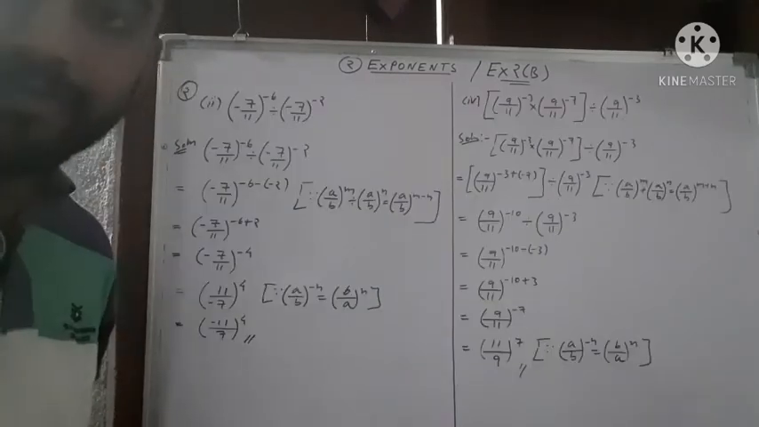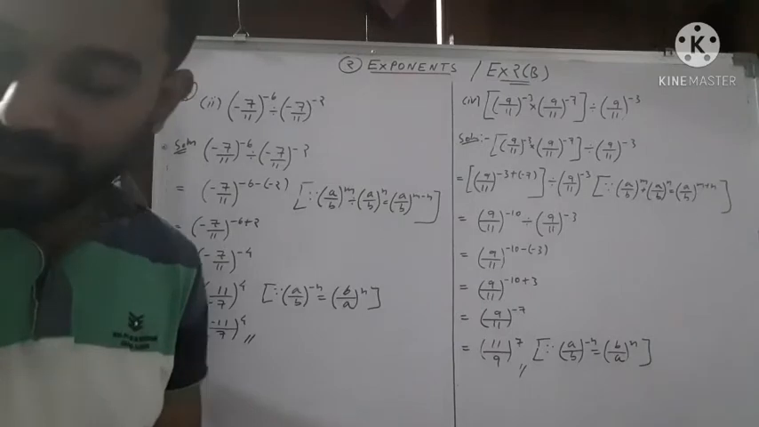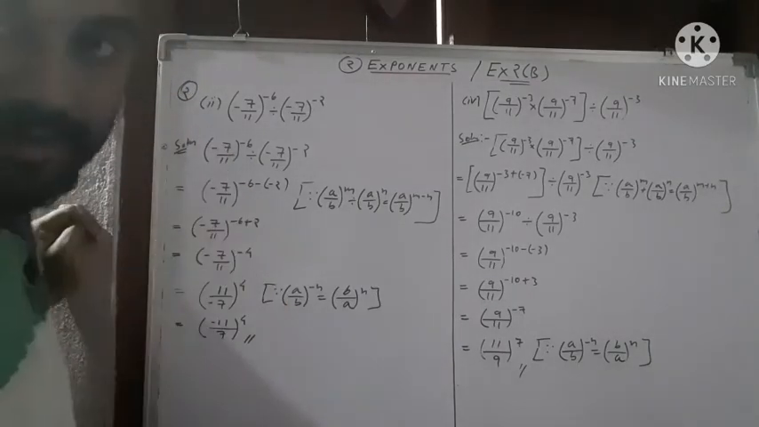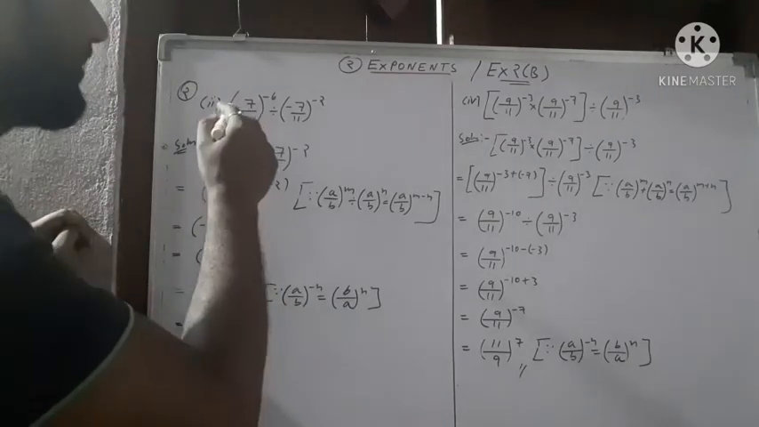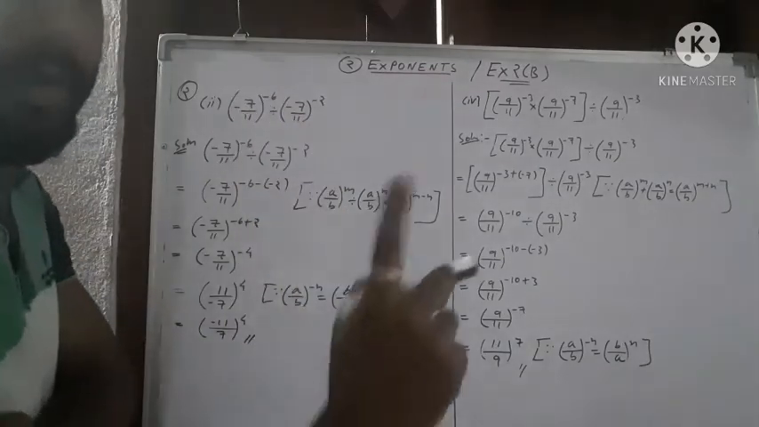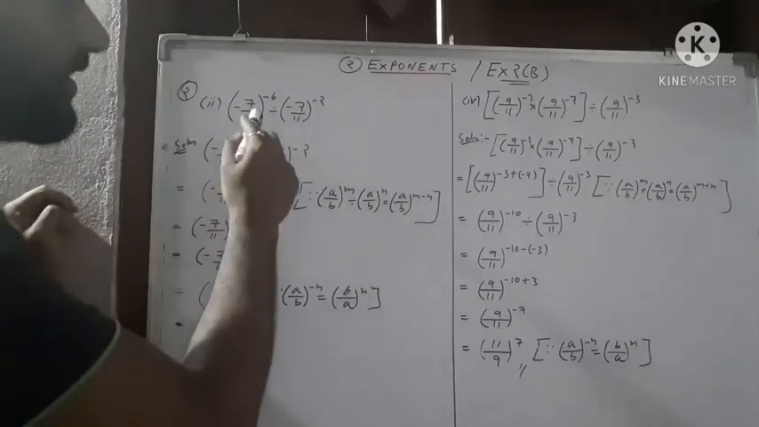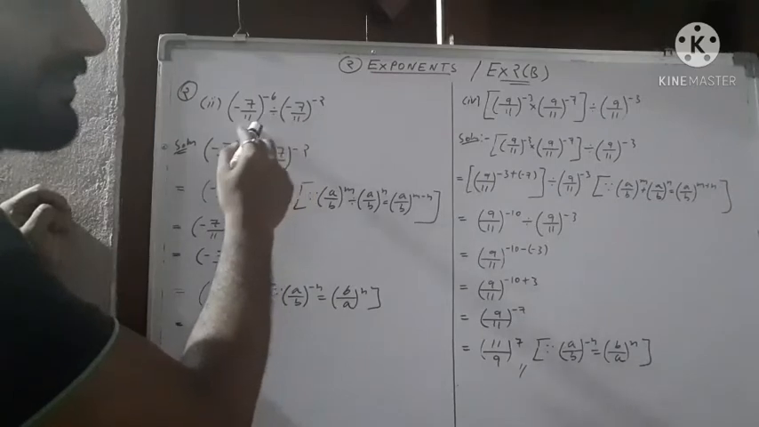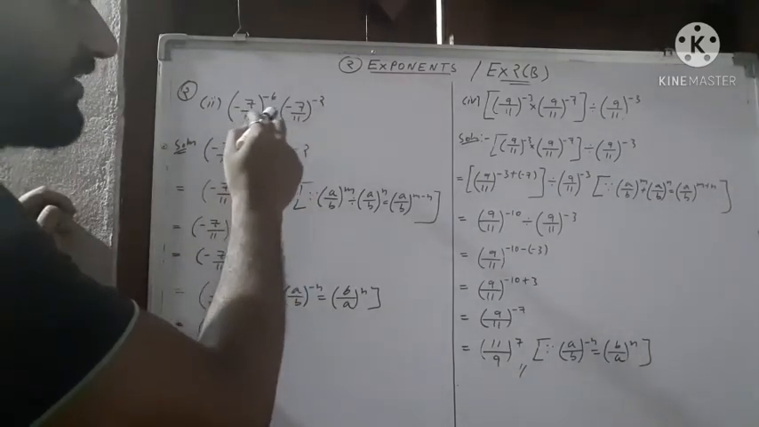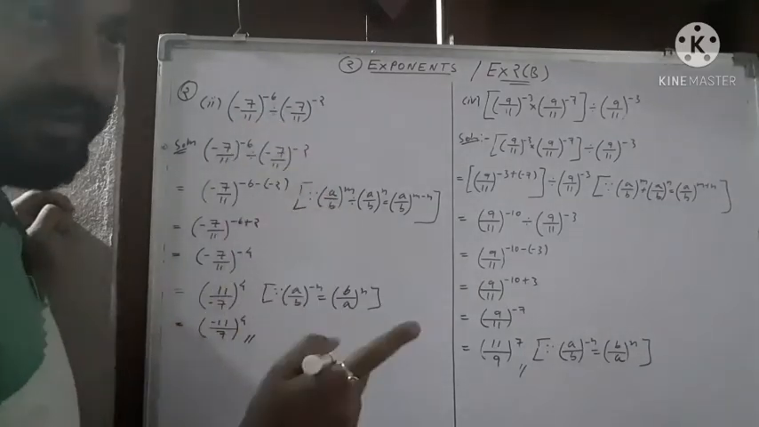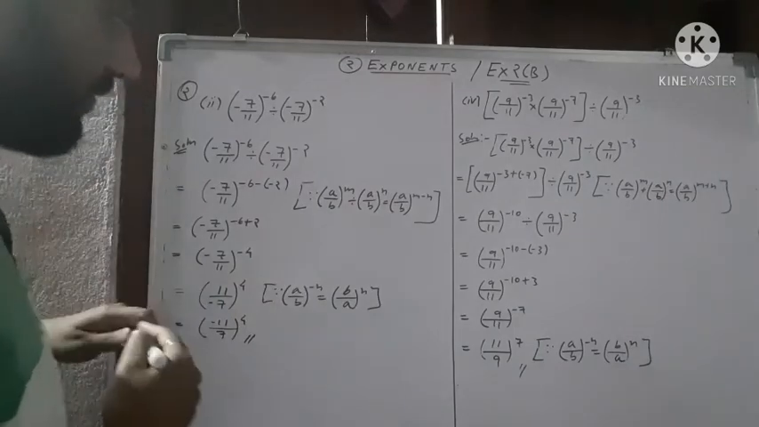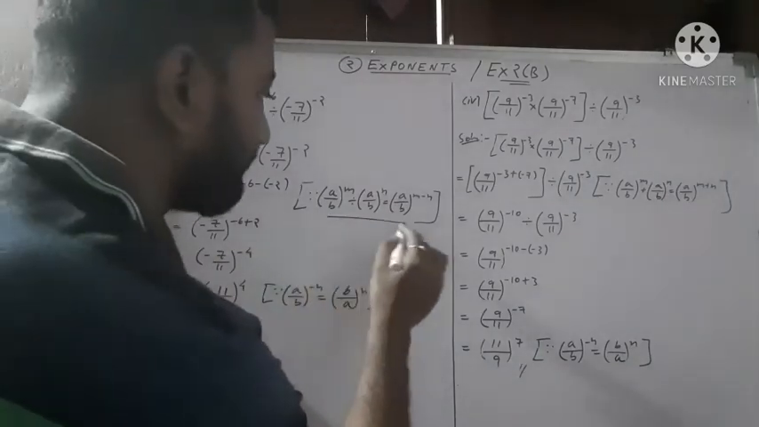Okay, so let's move to the second question, that is simplify and express with positive exponent. Consider the Roman number 2, that is minus 7 by 11 whole power minus 6 divided by minus 7 by 11 whole power minus 2. Here we can see that both the bases are the same but the exponents are different and it is divided. So when the bases are the same and the exponents are different, we have to subtract the exponents. So we'll be applying this law.